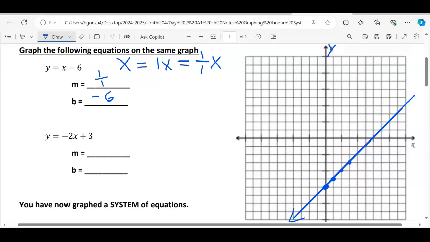And I like to put arrowheads because it keeps going and going. Okay, so you made a nice straight line at -6, going up 1, right 1. What about the next line? What's the m? What's in front of x?